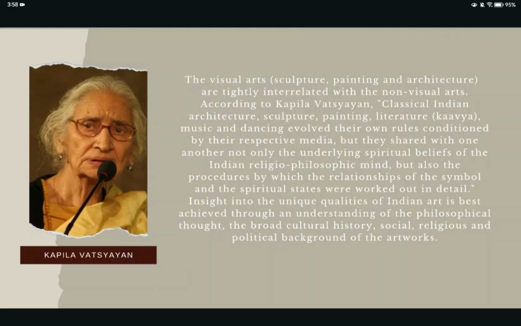The visual arts, sculpture, painting, and architecture are tightly interrelated with the non-visual arts. According to Kapila Vatsyayan, classical Indian architecture, sculpture, painting, literature, kavya, music, and dancing evolved their own rules conditioned by their respective media, but they shared with one another not only the underlying spiritual beliefs of the Indian religious philosophic mind, but also the procedures by which the relationship of the symbol and the spiritual states were worked out in detail.